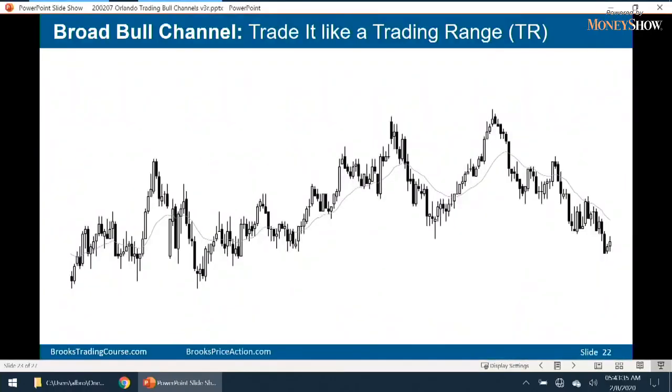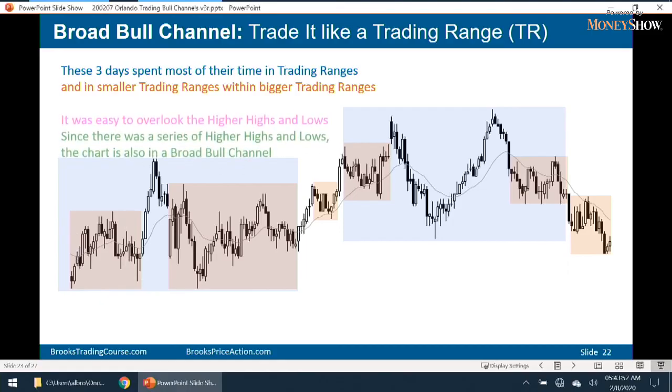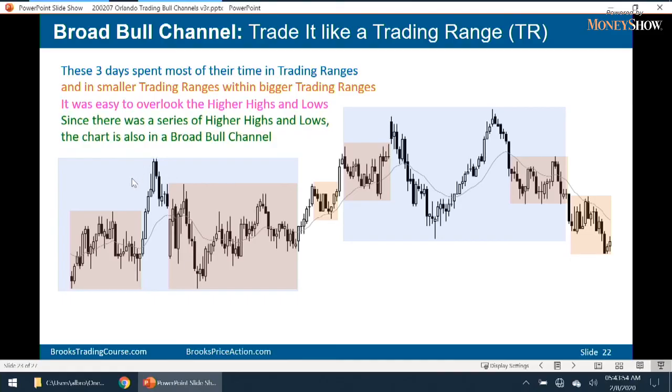I don't want to spend a lot of time on it, plus I'm running out of time. But a broad bull channel, when you're looking at it here, the first 100 bars, it was a trading range. And within the trading range, there were smaller trading ranges. And you trade it like a trading range. You're looking to buy low, sell high, and scalp, even though it's a bull trend.